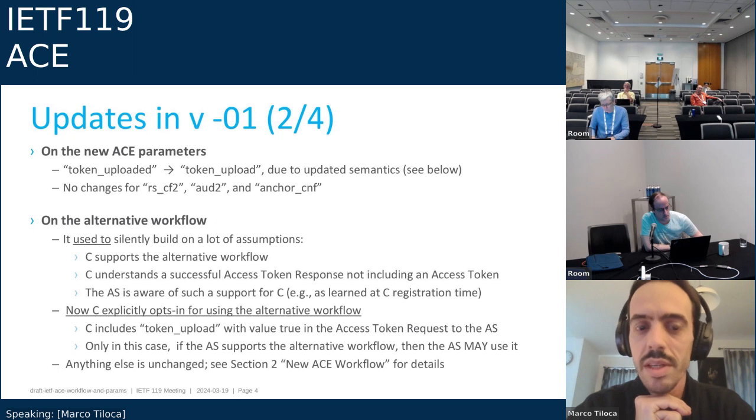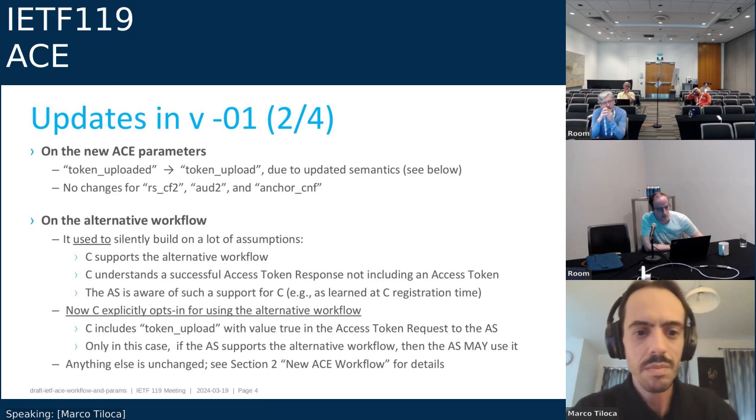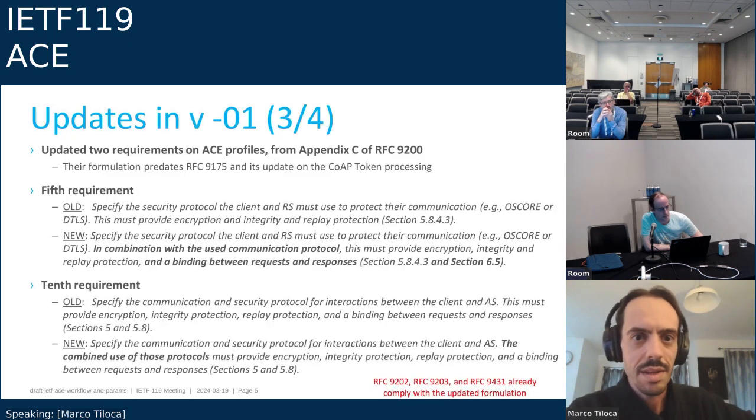And the parameter can now also be used, first of all, in the access token request. So if it's included there with value true, the client is telling the AS, I understand this new workflow. It would be great if you can go for it. Ultimately, it's up to you. And if the AS receives such a request with the parameter present and supports the new workflow itself, the AS may decide to, in fact, go for that workflow. And after that, things follow like they were defined already. Yes, thank you.